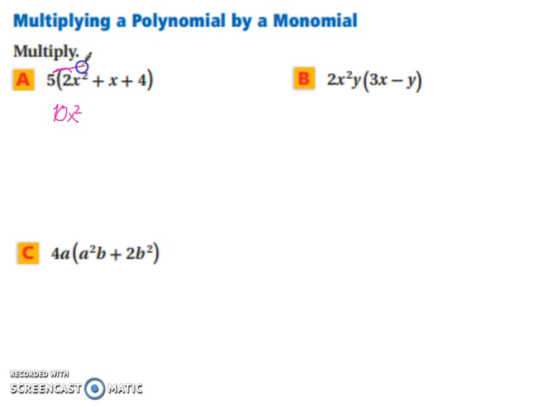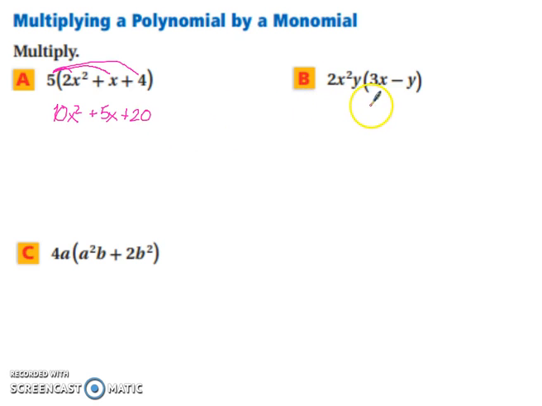And now we have 5 times x. Well, that's just simply going to be 5x. Remember, when you distribute, you multiply. And then we have 5 times 4, which is going to be 20.